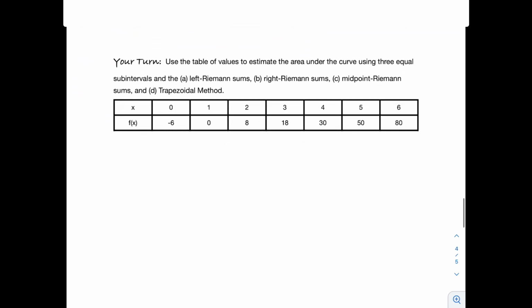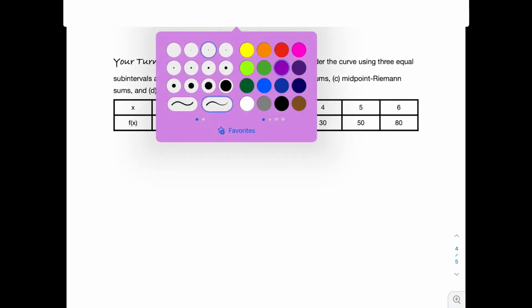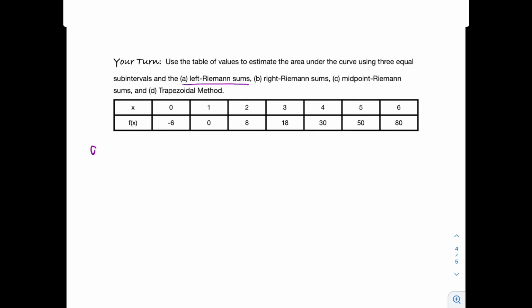Okay, I know this says your turn, but I'm going to do the first one. I'm going to use this table of values to approximate the left-Riemann sum using 3 equal subintervals. So left 3, L3. I need to fill out my delta x. So delta x would be 6 minus 0 divided by 3, which gives us delta x is equal to 2.